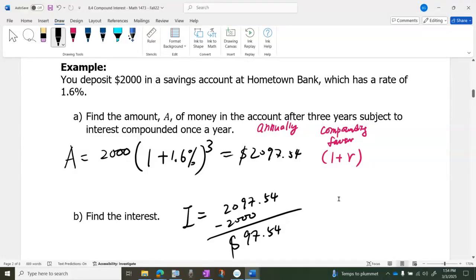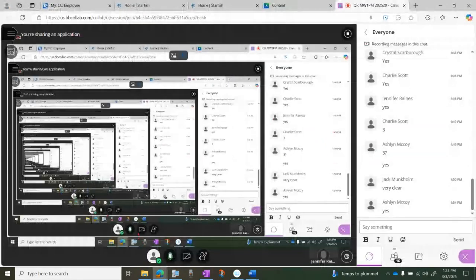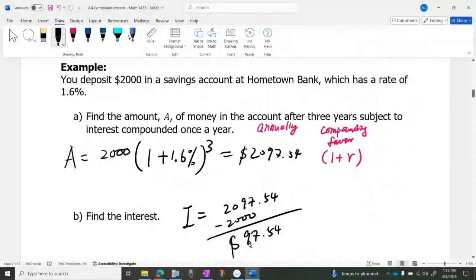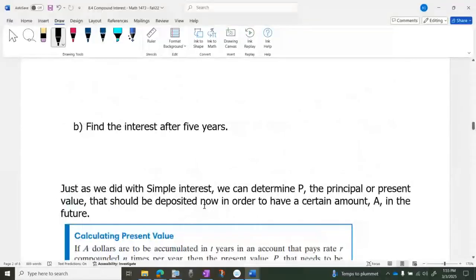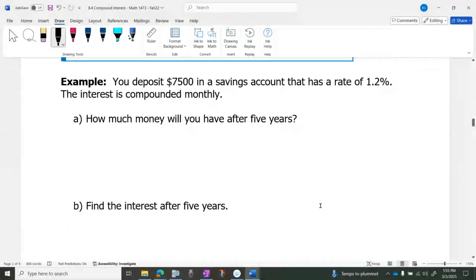In this problem, interest is compounded once a year, annually. What if it's not annually? Let's find a problem where it is monthly. Let's do this one. You deposited $7,500 in a savings account that has a rate of 1.2%. Again, this is the annual interest rate, okay? Annual interest rate.